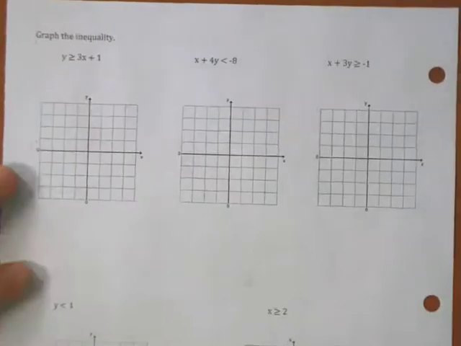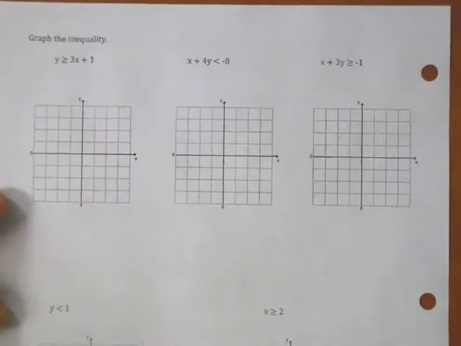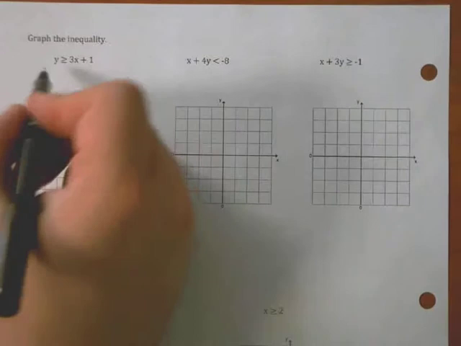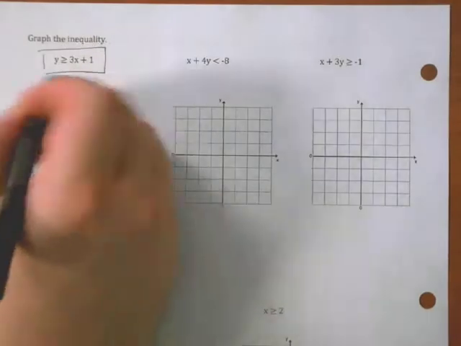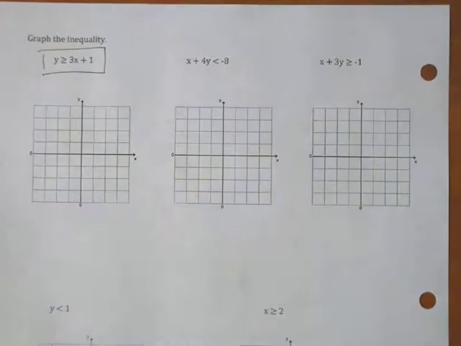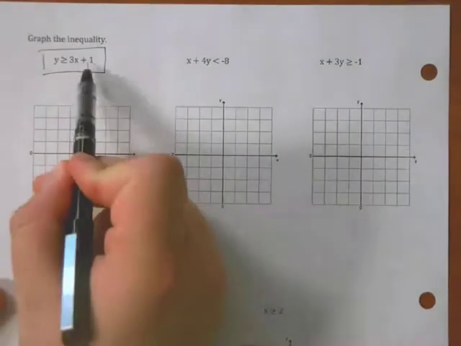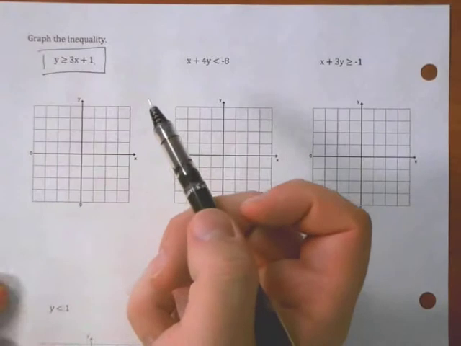We have 5 examples on the back side. I'm going to get through at least 4 of them. We'll start with the first one. Notice that this is already in slope-intercept form. This is y is greater than or equal to mx plus b, so there's not really any preliminary work we need to do. We don't need to rewrite it. It's already in the form we want.